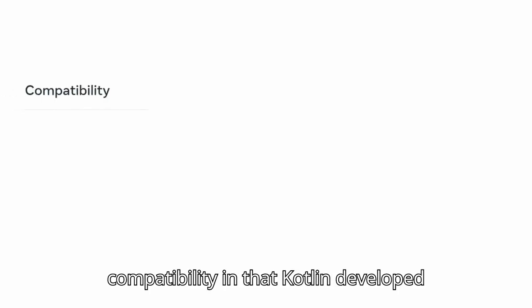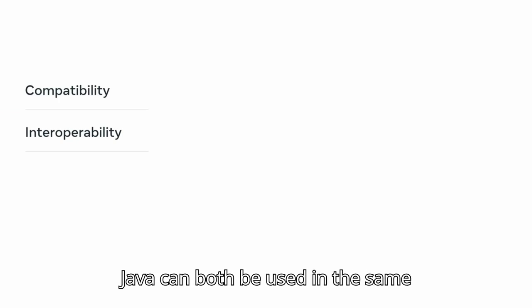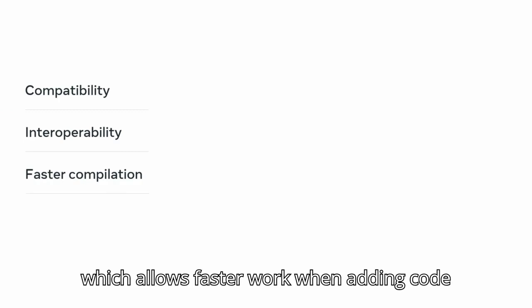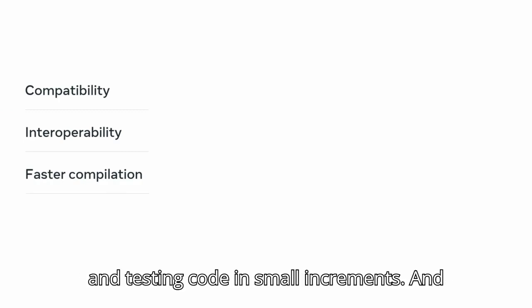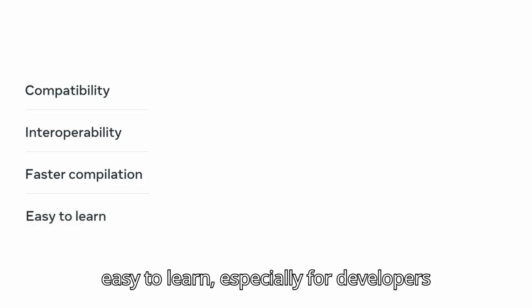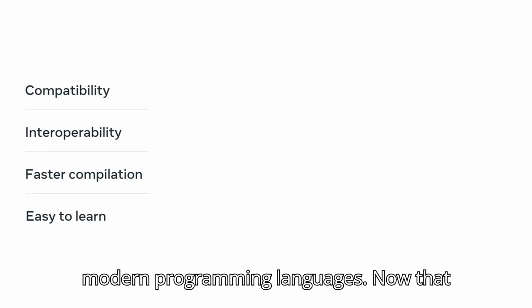This includes compatibility, in that Kotlin-developed apps can run on older devices, interoperability, meaning that Kotlin and Java can both be used in the same project, shorter code compilation time, which allows faster work when adding code and testing code in small increments. And the language has the reputation of being easy to learn, especially for developers who are already familiar with other modern programming languages.